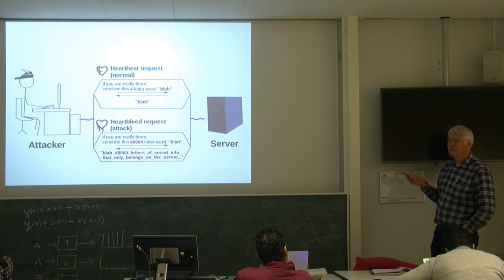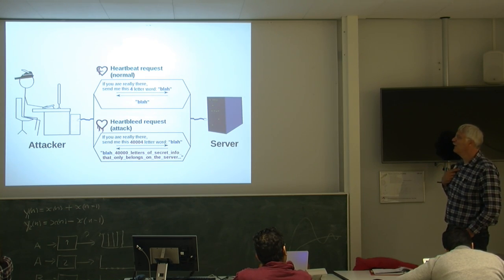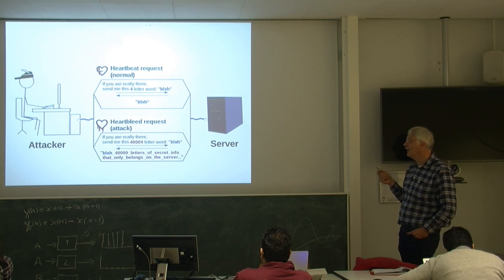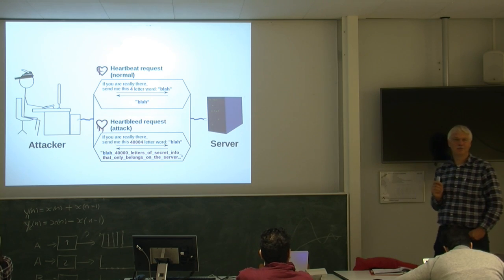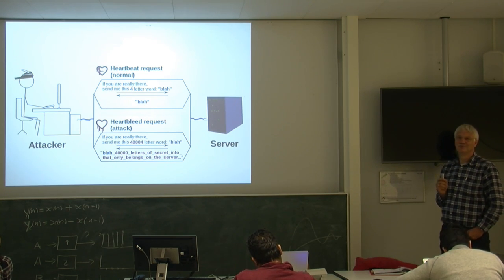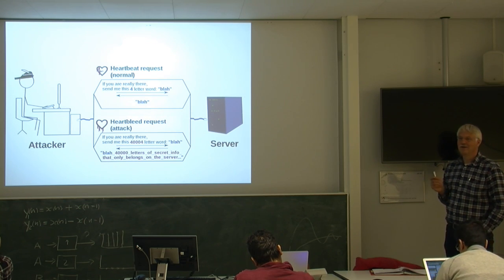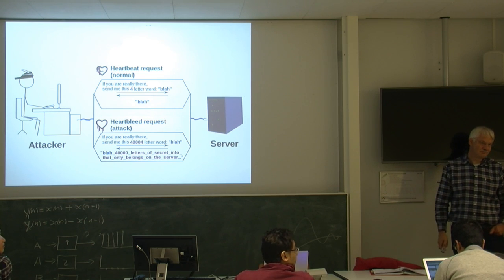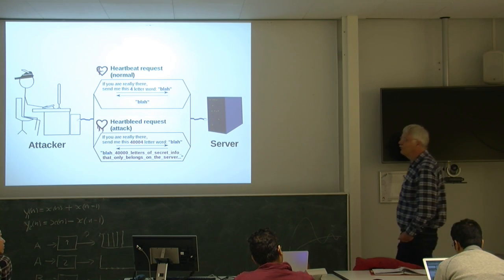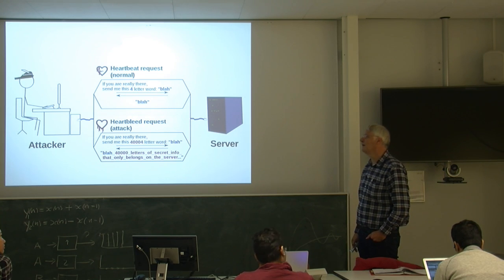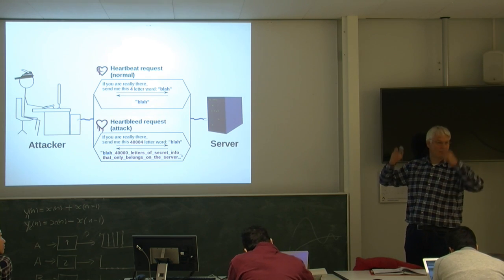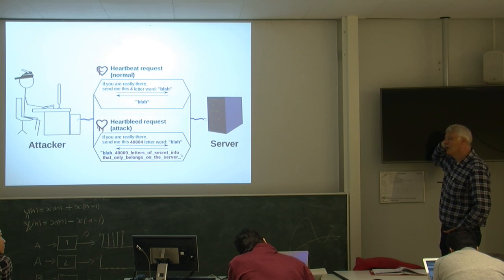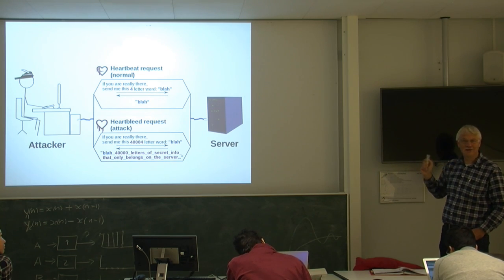Who has an idea how much the repair of this Heartbleed vulnerability cost in financial damage? People did make some calculations. Any clue? Guess? 10 million, okay. People made calculations based on data from one of the viruses in 2001 and compensated for a few things, and they came to something like $500 million as not an unreasonable estimate of what it cost to repair this.